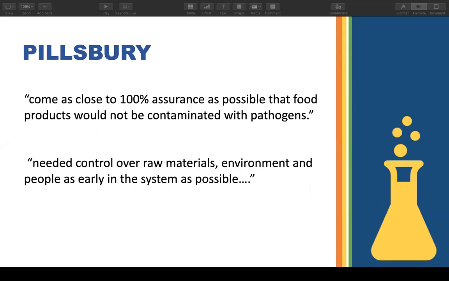So this is what Pillsbury thought about the HACCP system. They came as close to 100% assurance as possible that food products would not be contaminated with pathogens, and they needed control over raw materials, environment, and people as early in the system as possible. So that's why they train each and every employee in the factory to follow all the safety codes.